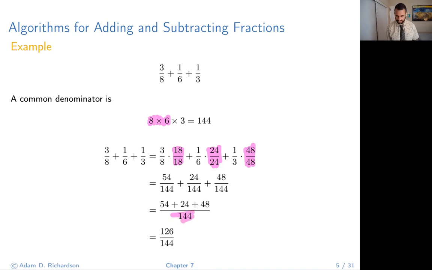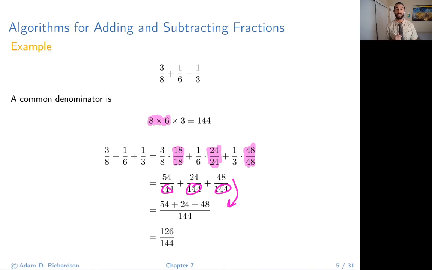and then you can write them all over that single denominator because now all the pieces are the same size. That's the key. The thing that lets you go from this step to this step is the fact that all the pieces are the same size. So now we can just count. We can literally count, and that's kind of what we're doing with this addition process. We're saying here's 54 of those things, add up another 24 of those things, and then add up another 48 of those things.